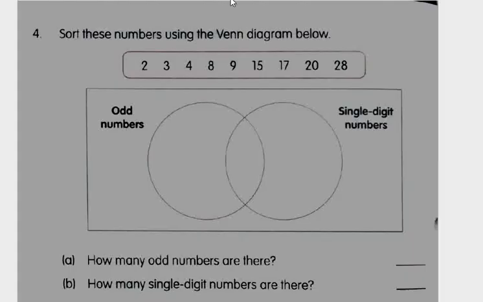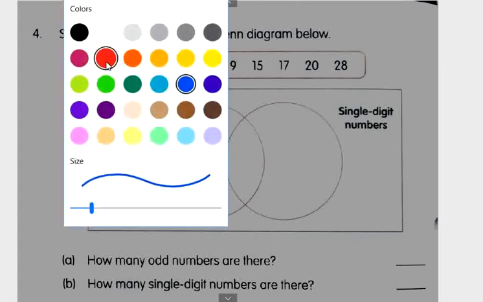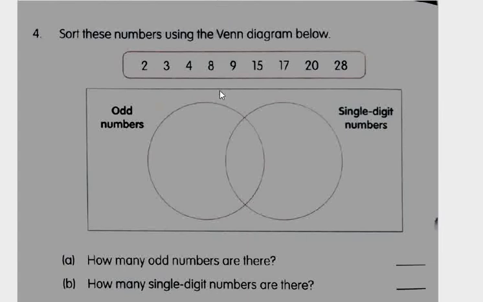Which are the numbers that are odd numbers? Odd numbers I will mark with red. Odd numbers we have here: this one, this one, this one. Okay, that is odd numbers.